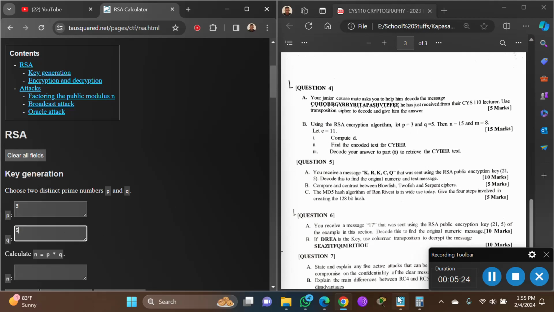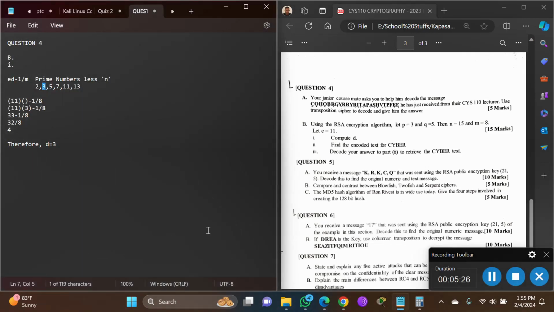Based on the way we know how to calculate these things, this is not part of the equation but just explaining: we know that our N is equal to P times Q. Based on the question, our P is 3, then times our Q, as you can see, is 5. So 3 by 5 gives us 15.